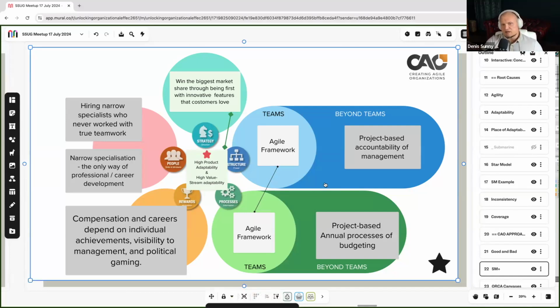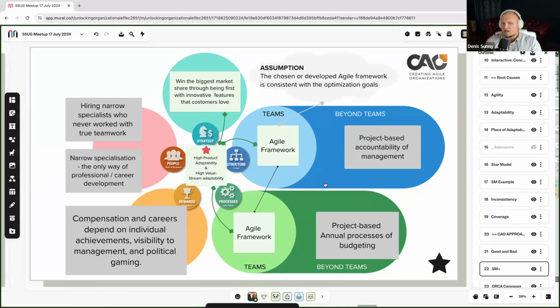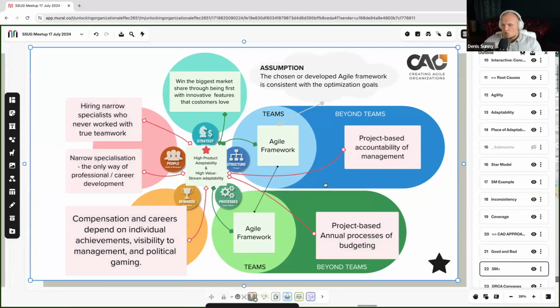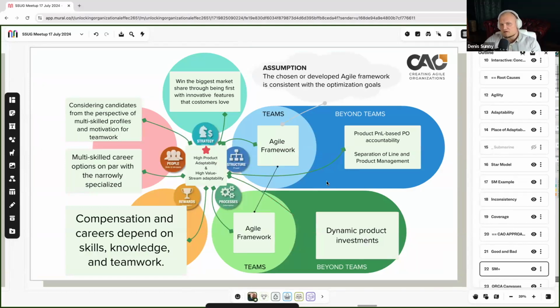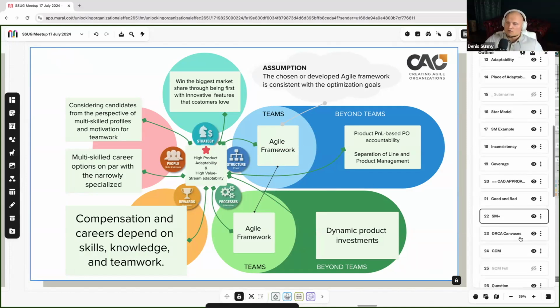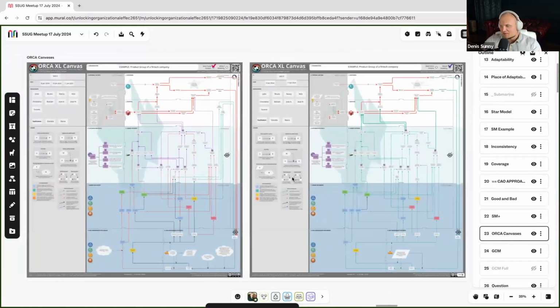Once they identified this, they clearly saw that the Agile framework they chose was, with some tweaks, mostly consistent with that intent. But when it came to those other elements, the result was that they were inconsistent. Moreover, this is not only about having a problem, but the solution too. They found alternatives for their existing organizational solutions which were consistent with their optimization goals. I'm not saying that these are good or bad, but this is exactly the idea of building around the optimization goal.